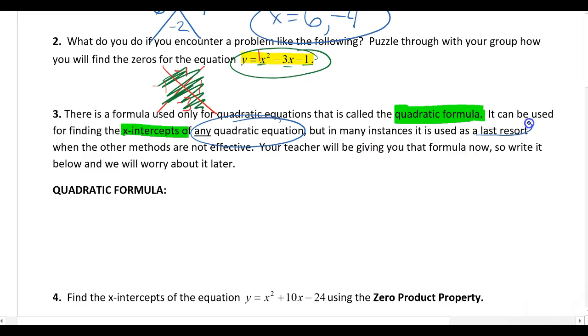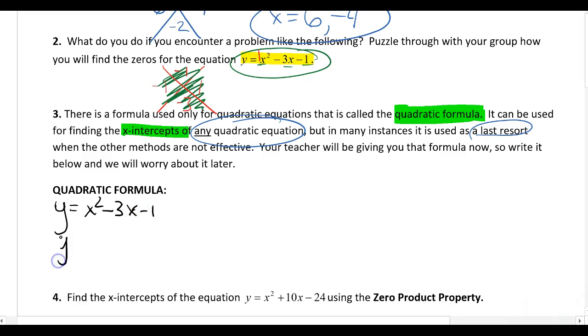But we usually want to use it as a kind of last resort, because the other methods are a lot faster. This one takes a little longer. So if nothing else works, like in this problem, then we have to use the quadratic formula. Now let's think back and remember the standard form of any quadratic. Let's actually look at the one we just looked at a second ago. Y equals x squared minus 3x minus 1. Okay?